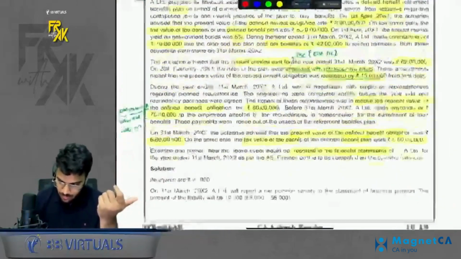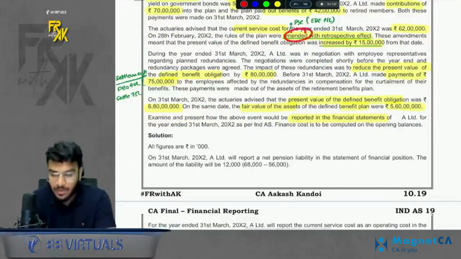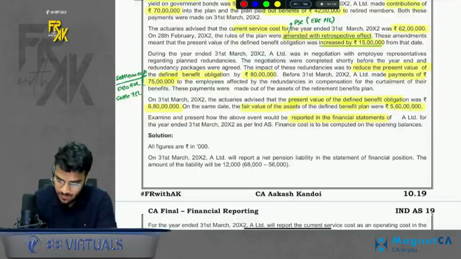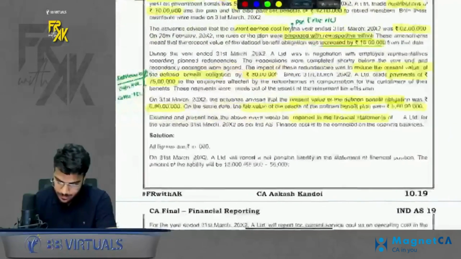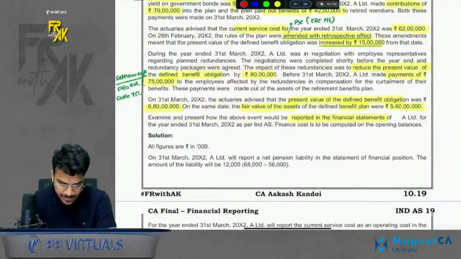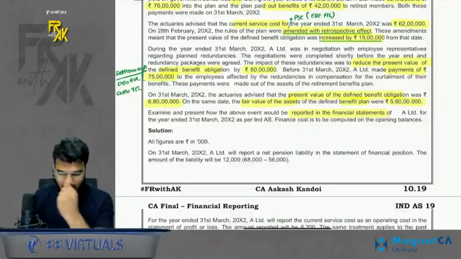Then past service cost is given. Why? Because the plan has been amended. Because of the amendment, past service cost comes to 15 lakhs. Again, DBO will be impacted by 15 lakhs. Here it is, past service cost. Then this paragraph is talking about settlement. Settlement, I will just give the summary of it.